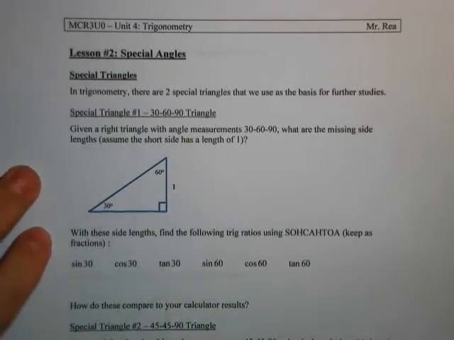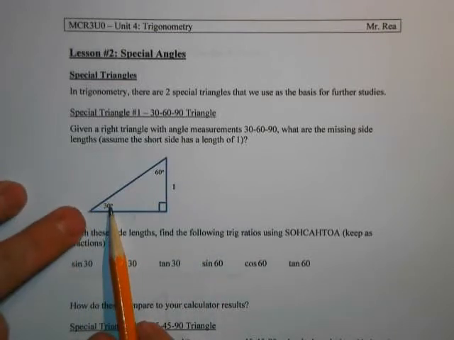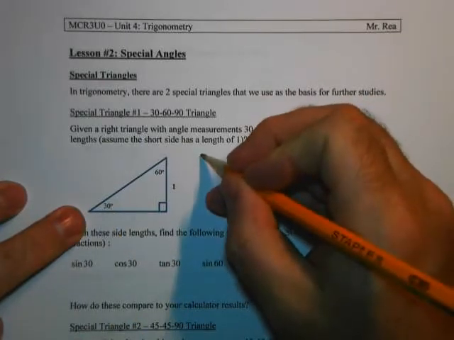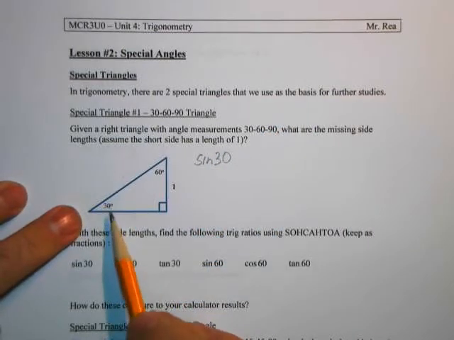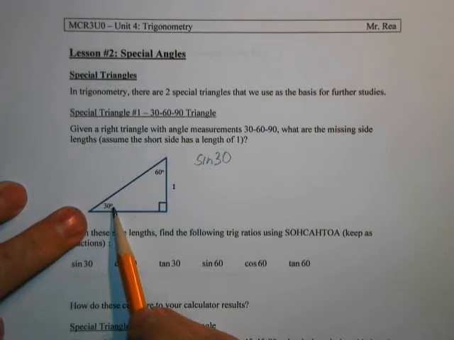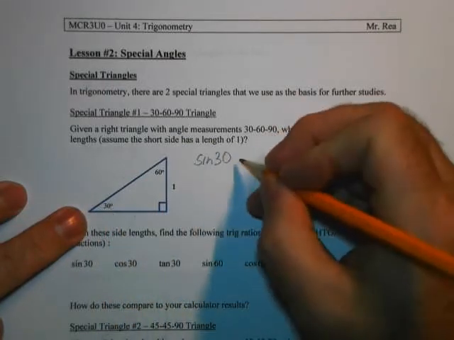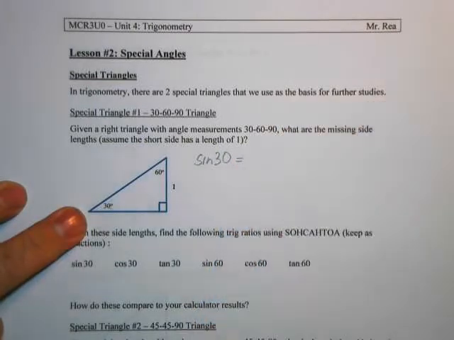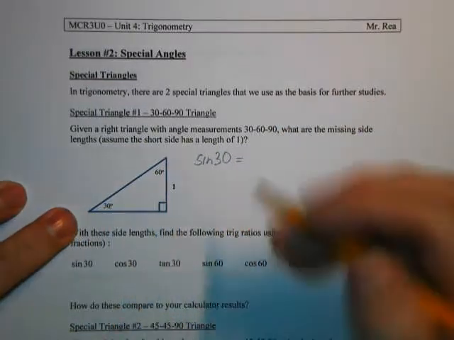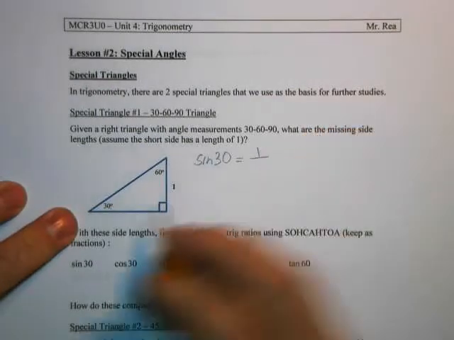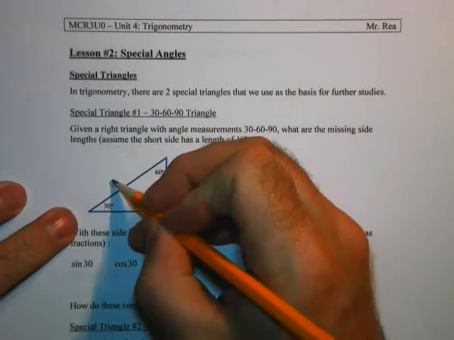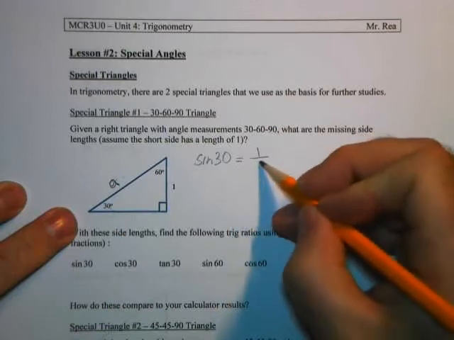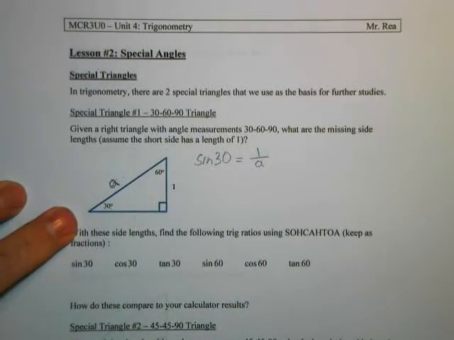So if I focus in on this as my reference angle, and I want to use the sine ratio, I'm going to just write something to start off with. So if I was looking at sine 30, there's my reference angle. Sine 30, remember, is opposite over hypotenuse. So what's the opposite side? Well, the opposite side is 1. And the hypotenuse is over here. We don't know what it is. So for now, let's just call it A, and put an A here. Okay, so how do we figure out what A is?